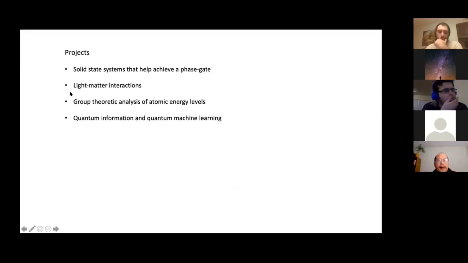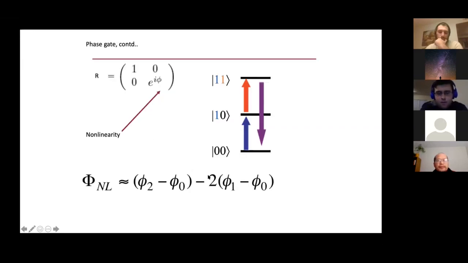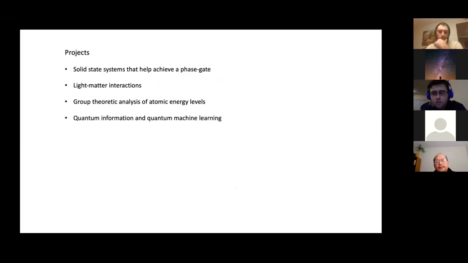So the projects that I've done and am working on currently are solid state systems that achieve a phase gate. How do you end up doing this? What types of material can you use? The possibilities are endless. You can take different types of material. You can see what happens when you dope them with something. You can see what happens when you take various types of dipoles and how they interact with each other. We work in 2D and in 3D. I also do general light matter interaction.